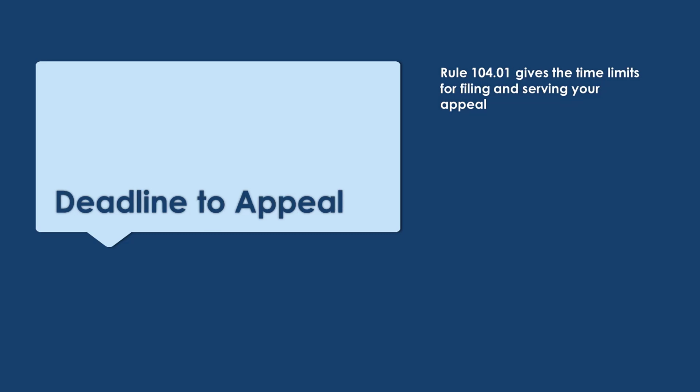You also need to be aware of your deadline to appeal. Rule 104.01 gives the time limits for filing and serving your appeal. We will cover filing and service in more detail later in this video. For help calculating your deadline, visit our appeals guide or talk to a lawyer.